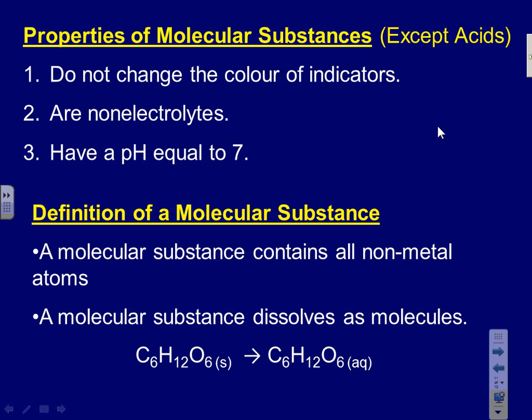If I ask you to identify whether it's an acid or a base or a molecule, I will put the H in front to let you know that it's the acid. That's the way you're going to be able to tell. Is there an H out front? This molecule does not have an H out front. They do not change the color of indicators. They're non-electrolytes because they don't fall apart in the water. And they have a pH of 7. They contain all non-metal atoms.